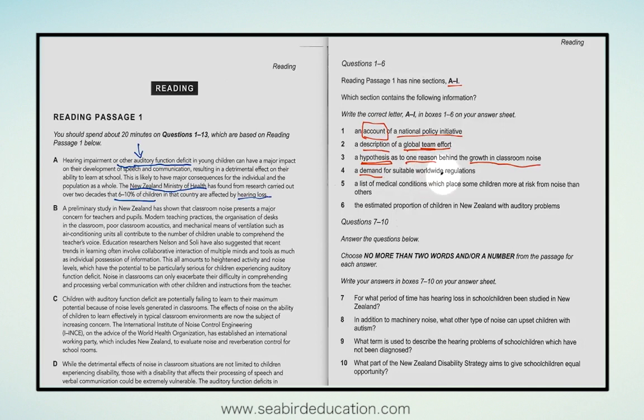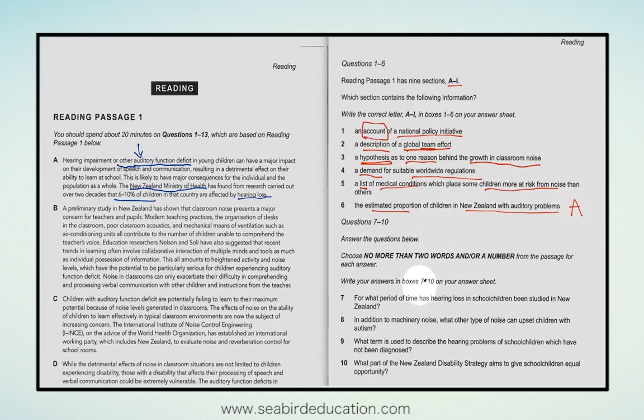Demand for suitable worldwide regulations. A list of medical conditions. Some children more at risk from noise than others, and the estimated proportion in New Zealand. Now we've already seen that 6 to 10%. So straight away we can say that this number 6 is A. So we've already done that one.